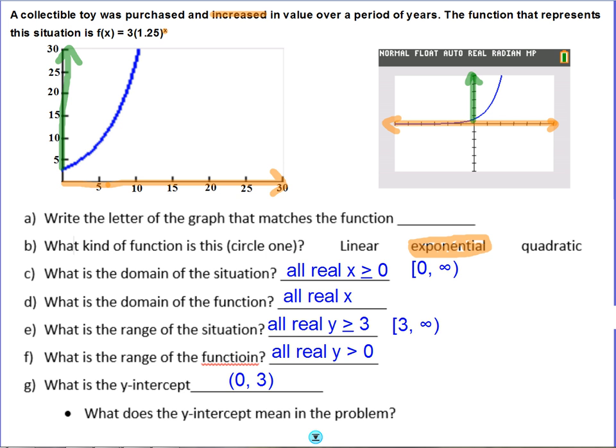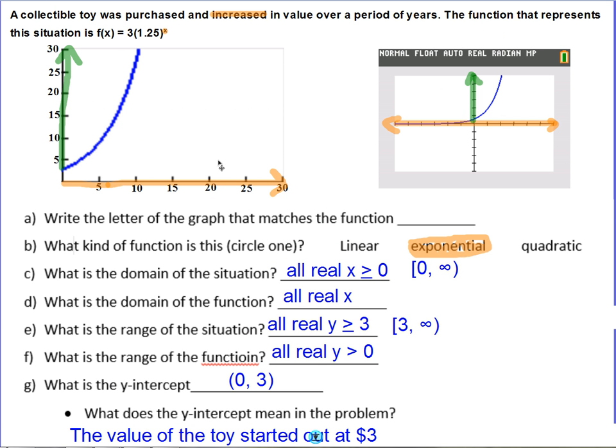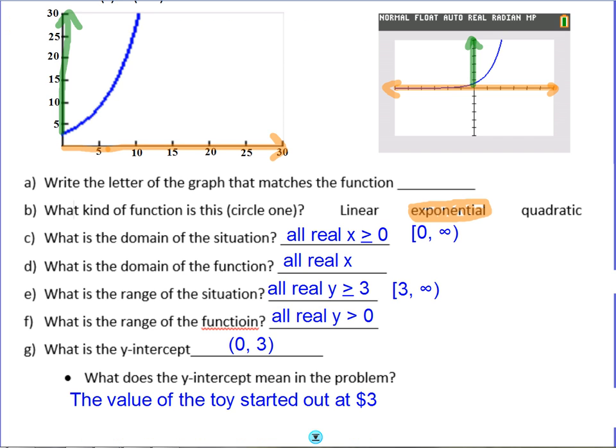What does it mean in the problem? In the problem, it means that the value of the toy started out at $3. Okay, so the main thing I want you to get out of this is that 3 is right here in the function, and 3 is the y-intercept, the y value at the y-intercept. It's your starting value. It's how much of something you started with.